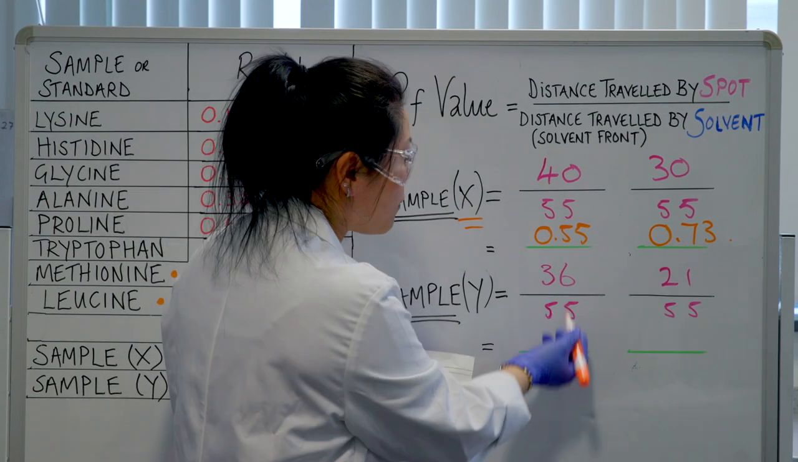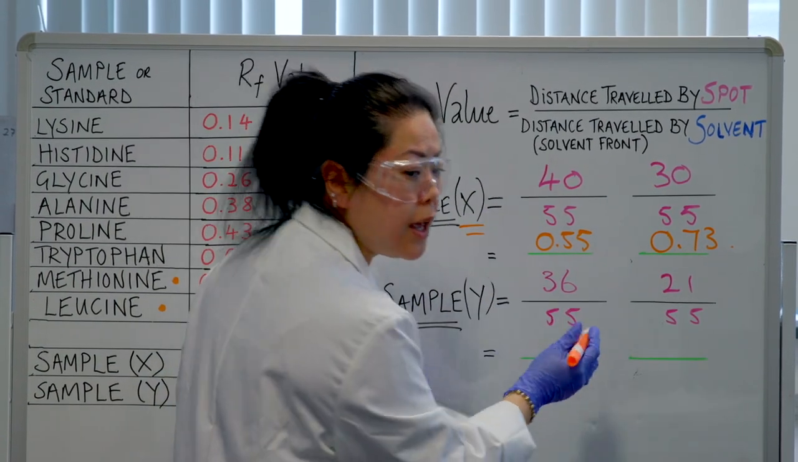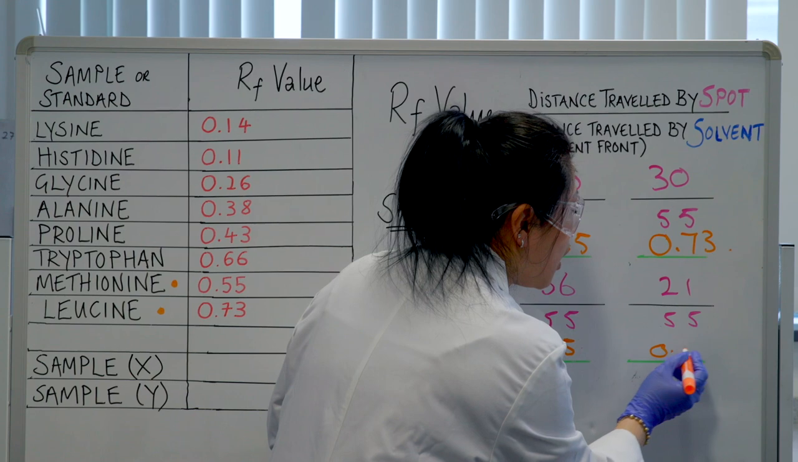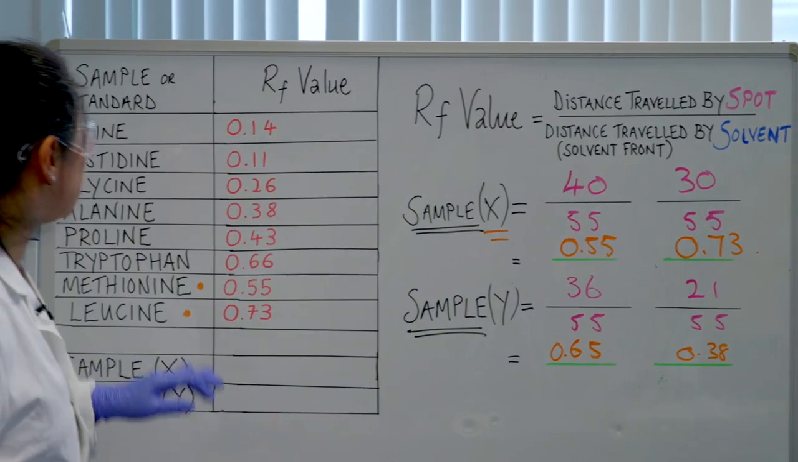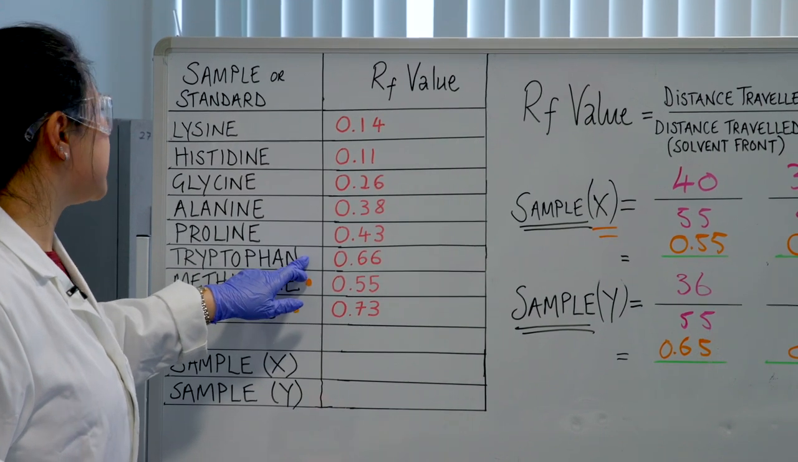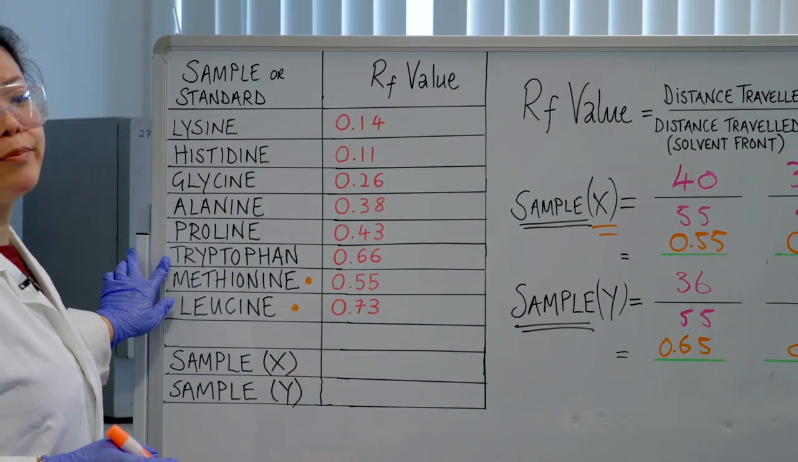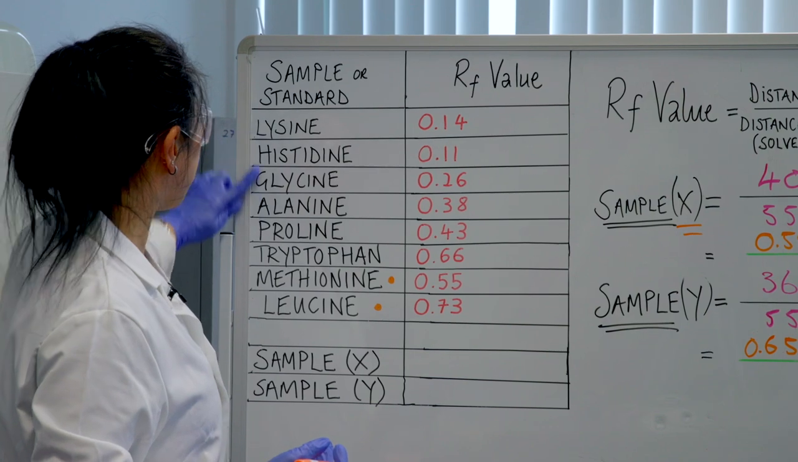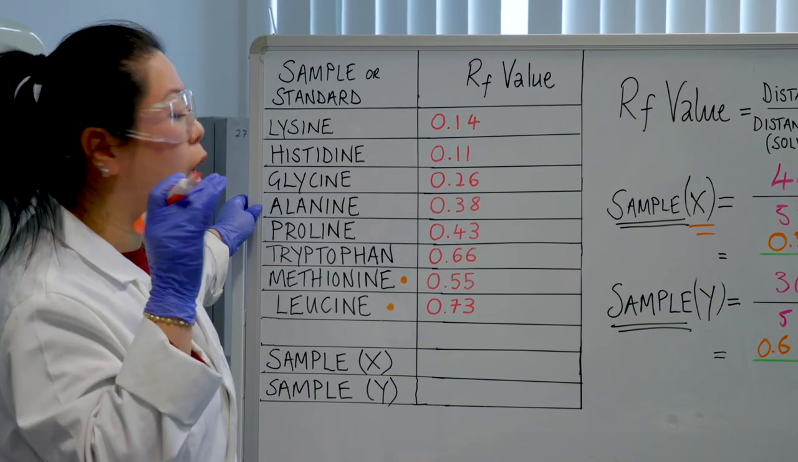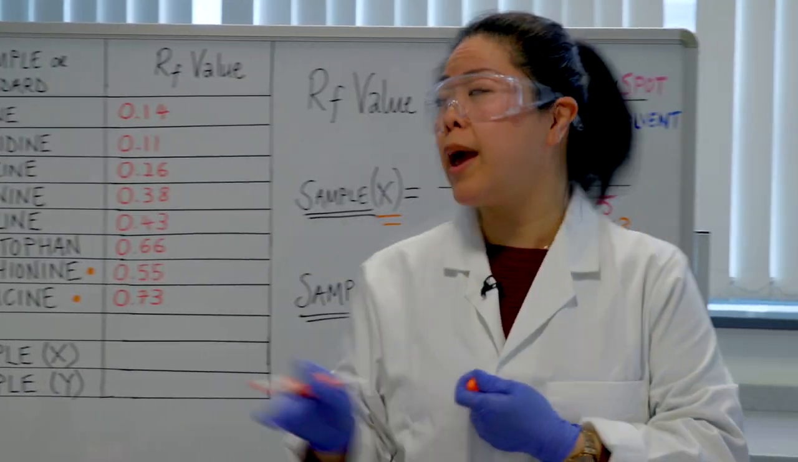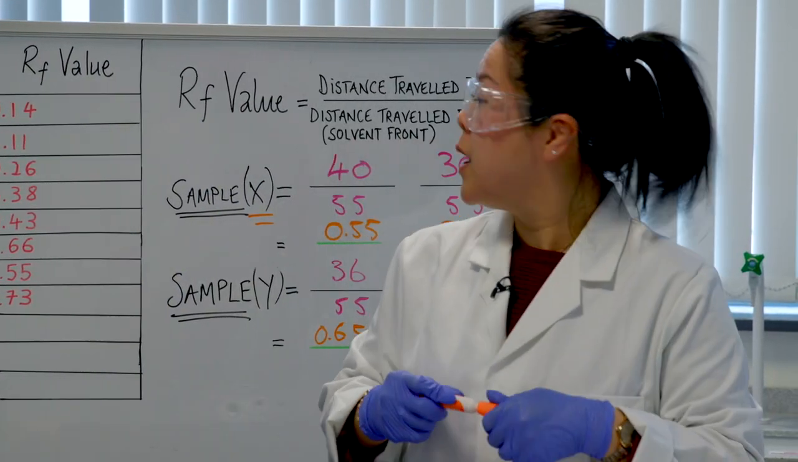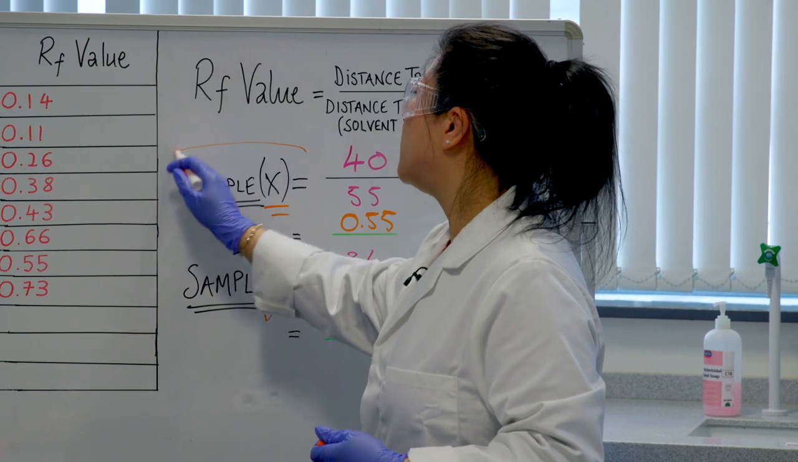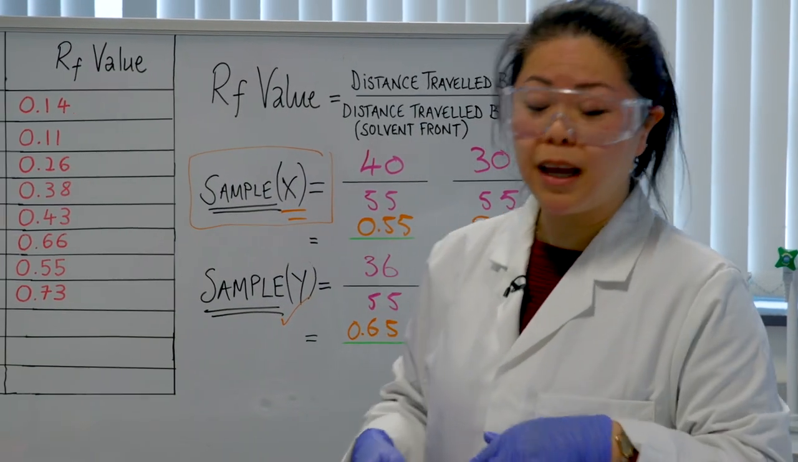So now the RF value of sample Y, the highest spot, is 0.65, and for the lower spot, it is 0.38. So if we have a look at the known values that we've got, 0.65 or 0.66, rounded up, would be my tryptophan. So that clearly isn't what we're after. And then the lower spot that we found was 0.38, and that was alanine. So all the amino acids that we measured were found to be there. And we know the shop that supplied sample Y was absolutely fine, and sample X is the one that needs looking after and probably prosecuting.